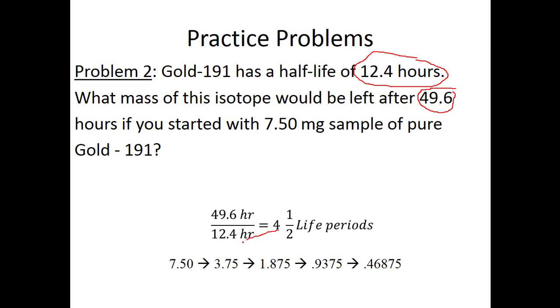periods. So I go through half-life number 1, and I go to 3.75. I go through half-life number 2, and I have 1.875. Then I go to half-life number 3, and then half-life number 4, giving me a total amount of 0.46875 milligrams of gold-191.